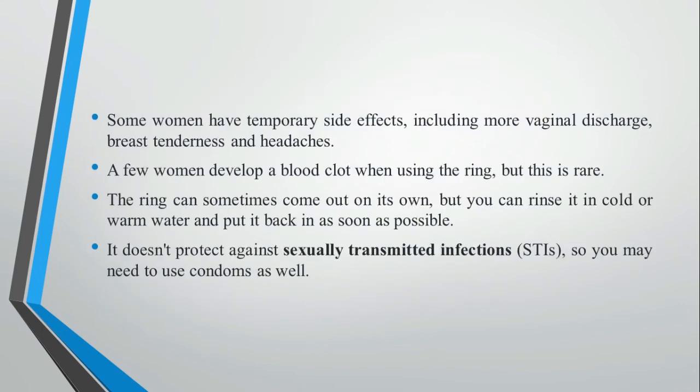More facts include: some women have temporary side effects, including more vaginal discharge, breast tenderness, and headaches. A few women develop a blood clot when using the ring, but this is very rare. The ring can sometimes come out on its own, but you can rinse it in cold or warm water and put it back in as soon as possible. However, it does not protect against sexually transmitted infections, so you may have to use a condom as well.